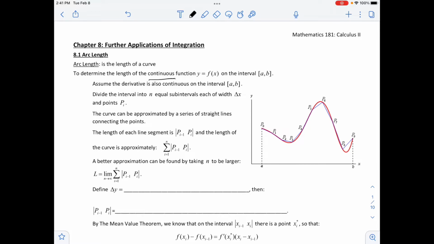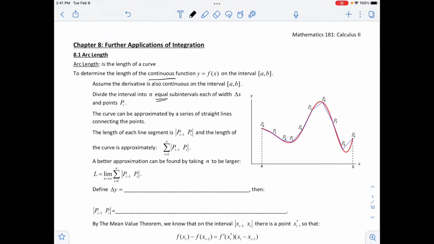y equals f of x on the interval from a to b, assume the derivative is also continuous on the interval, and divide the interval into n equal subintervals, each of width delta x, and points P_i. You can see this in the picture on the right. The curve can be approximated by a series of straight lines connecting the points.